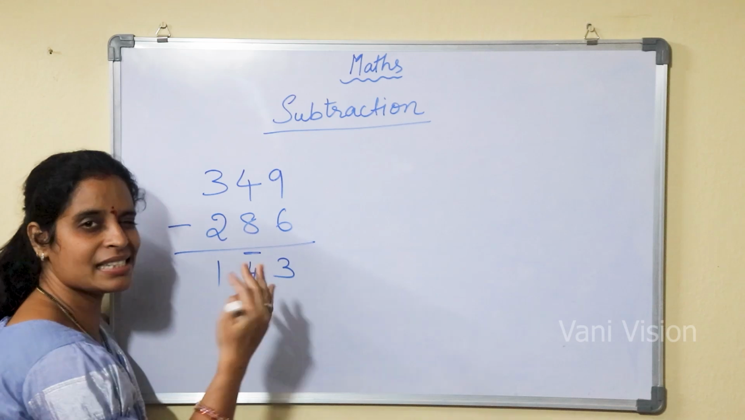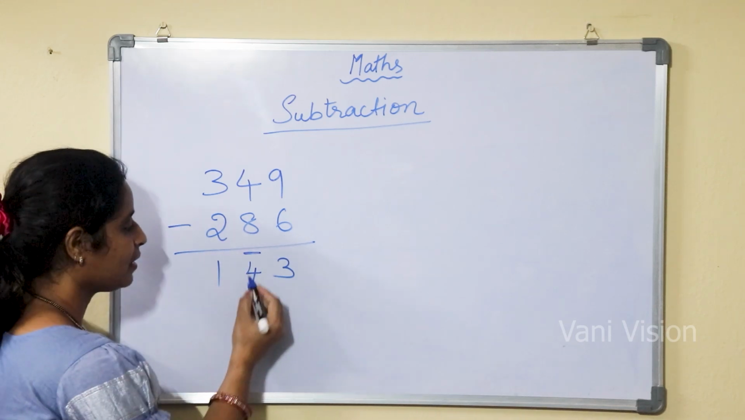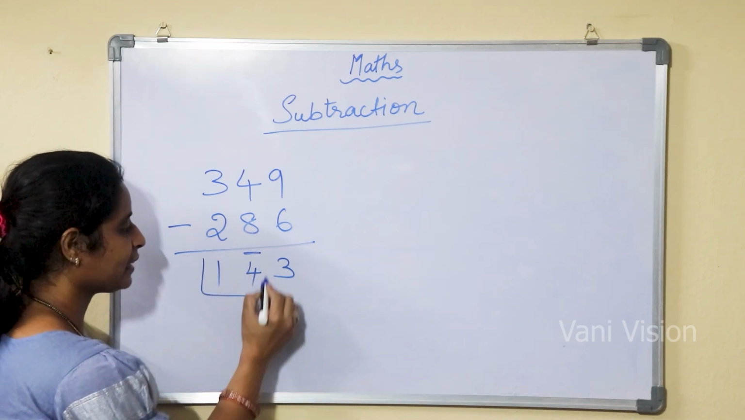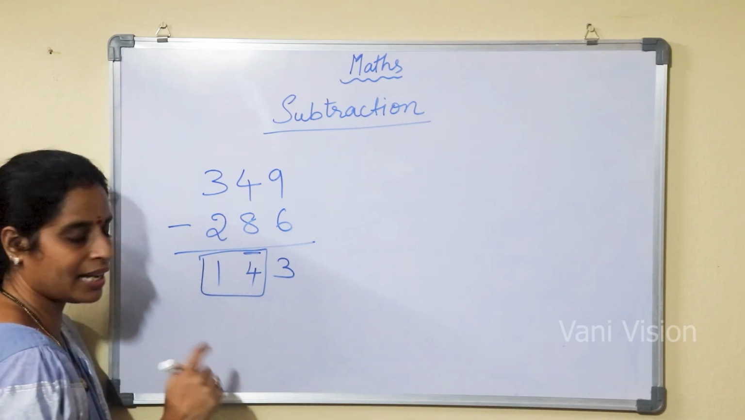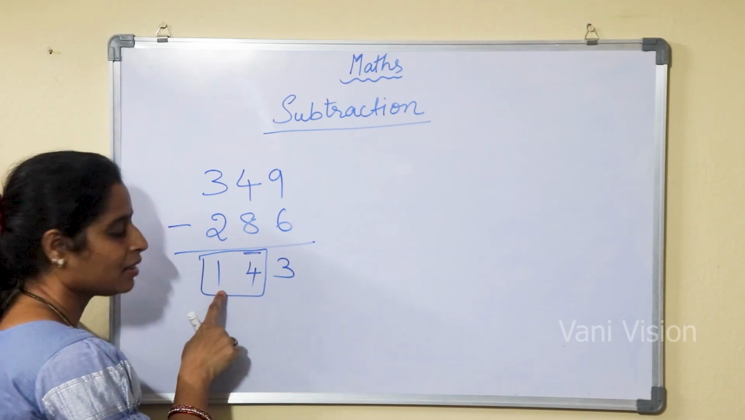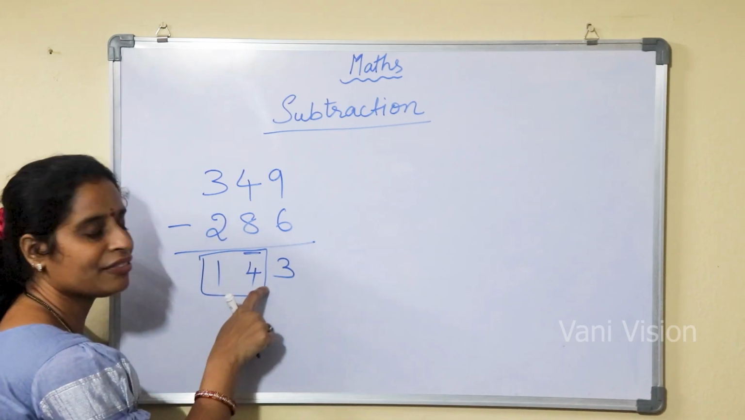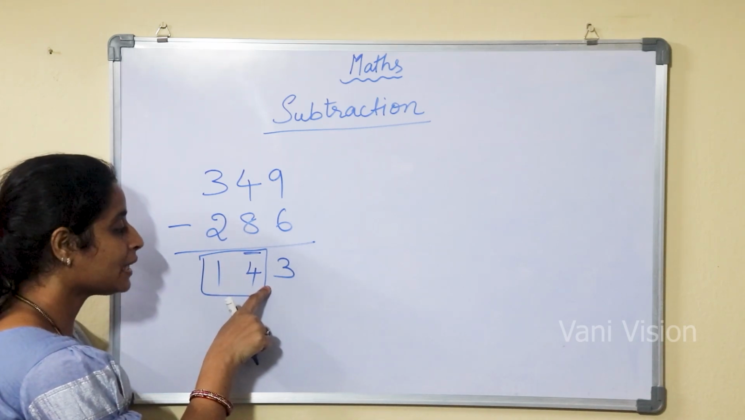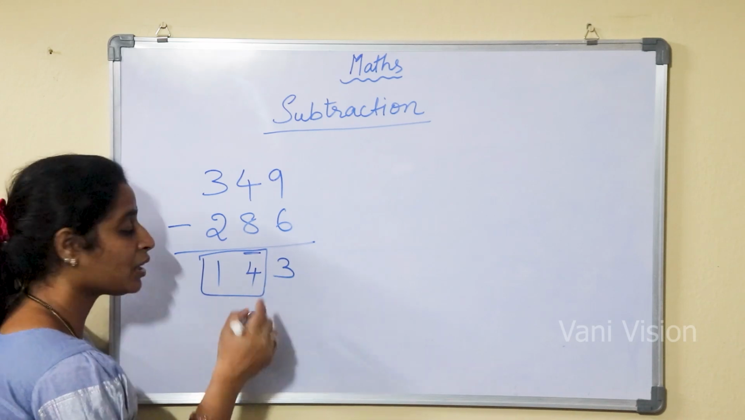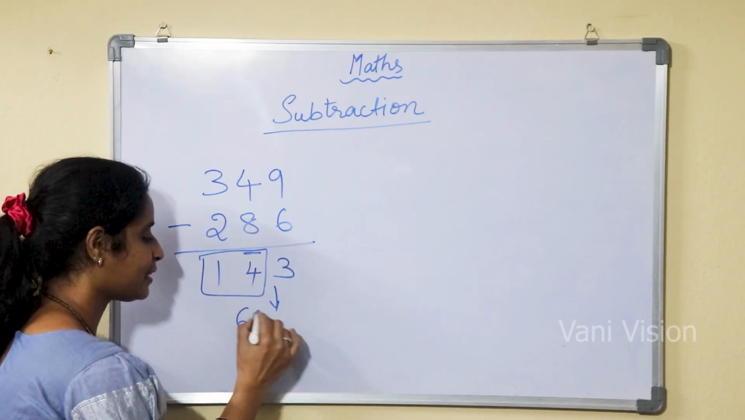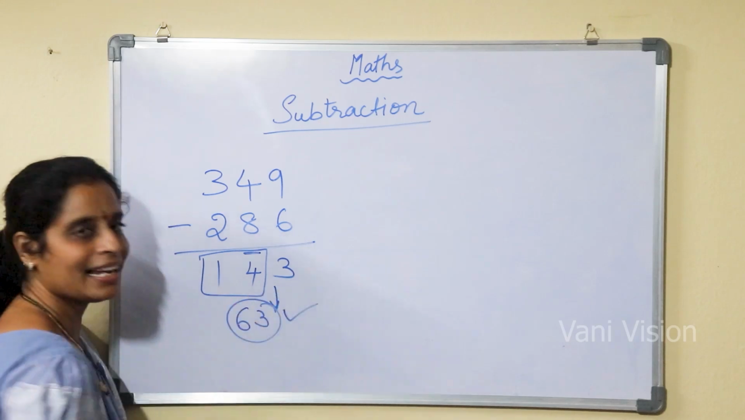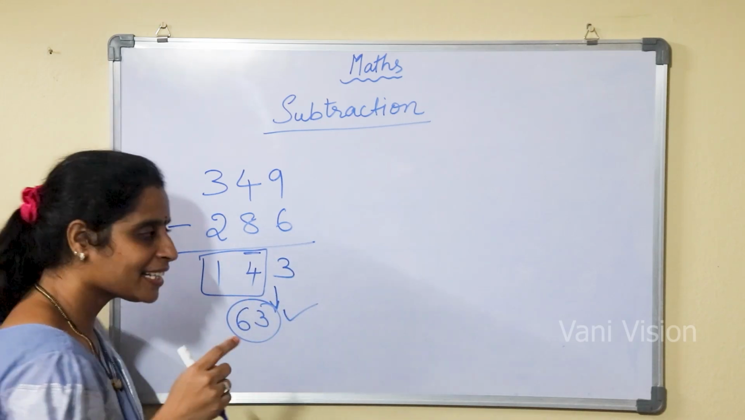Then is this our answer? No, just a slight change. See, now we have to take these two digits, 1 and the barred 4. The 1 we are going to take as 10, so from 10 we are going to subtract 4. What will be the answer? 10 minus 4, 6. Write this 3 as it is. So this is our answer. Is it easy? Yes.